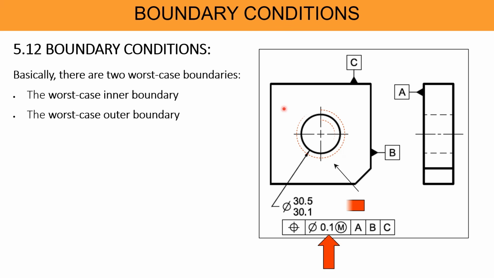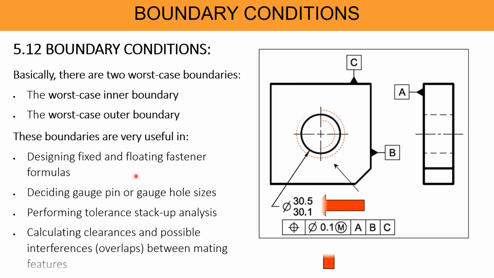These boundaries are very useful in designing fixed and floating fastener joints, deciding gauge pin or gauge hole sizes, performing tolerance stack-up analysis, and calculating clearances and possible interferences, sometimes called overlaps, between the mating features. Understanding boundary conditions helps designers ensure proper assembly and functional performance even in worst case situations.